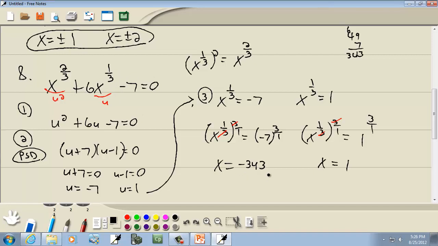49. Put that in there. Positive 49. That one checks. Put that one in there. 7 minus 7. That one checks. So both those are answers. Again, whenever you raise both sides to a power, you have to check your answers. Now remember, since this was in fractional power form, rational exponent, and this was an odd number, that's why we didn't put the plus or minus.